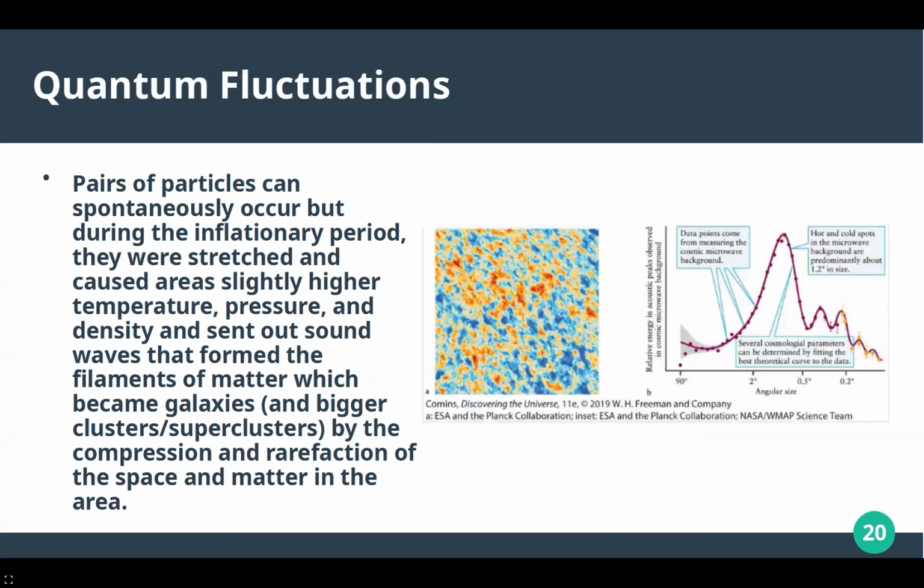And according to these fitting parameters or curve fittings, the filaments and the distribution of matter in the filaments do correspond to waves in compression and rarefaction that you might see from the spontaneous generation of pairs of particles.